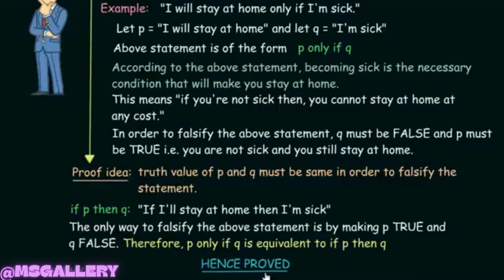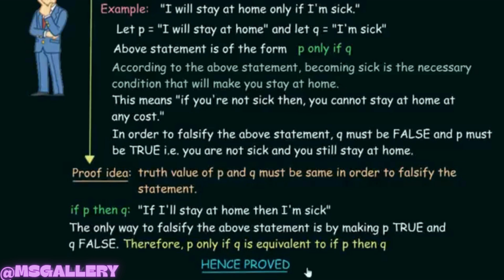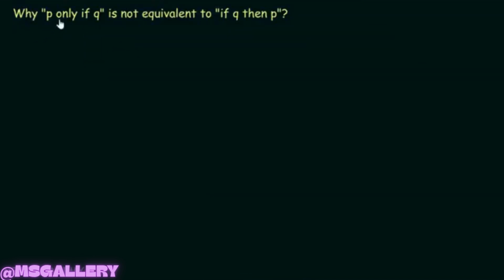If you are not satisfied with this proof idea, and if you feel like it is not a better way to prove this particular statement, then don't worry. We will use the same proof idea to answer one more important question. And here is the question. Why is P only if Q not equivalent to if Q then P? As we already proved that P only if Q is equivalent to if P then Q. Now let's try to understand why P only if Q is not equivalent to if Q then P.